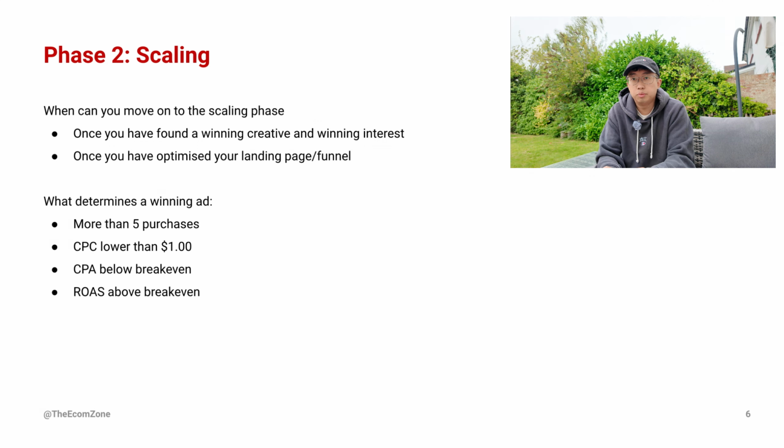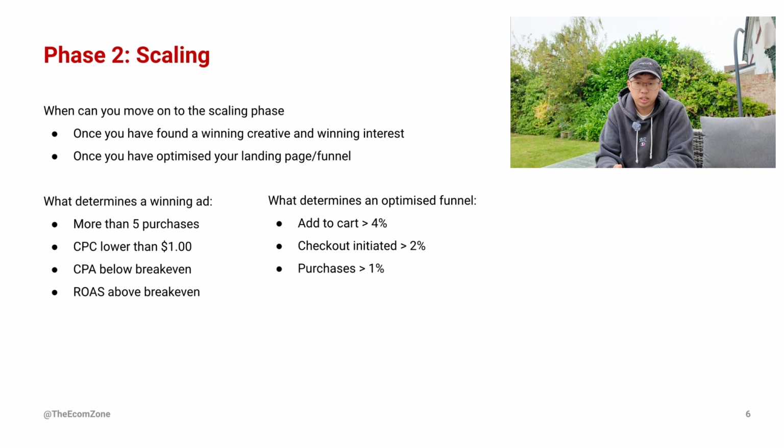So what actually determines a winning ad? Well, you need more than 5 purchases for each ad set. You need a cost per click lower than $1, a CPA below your break even, and a ROAS above your break even.